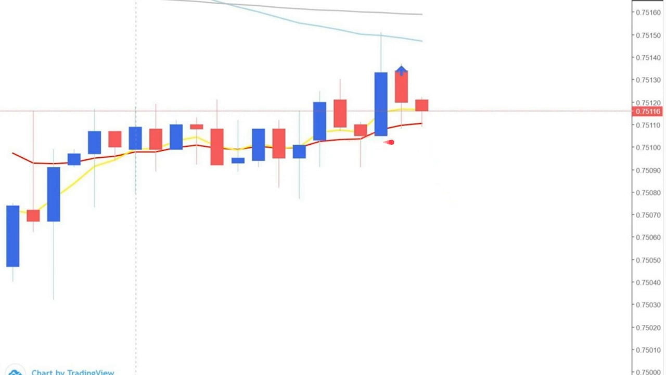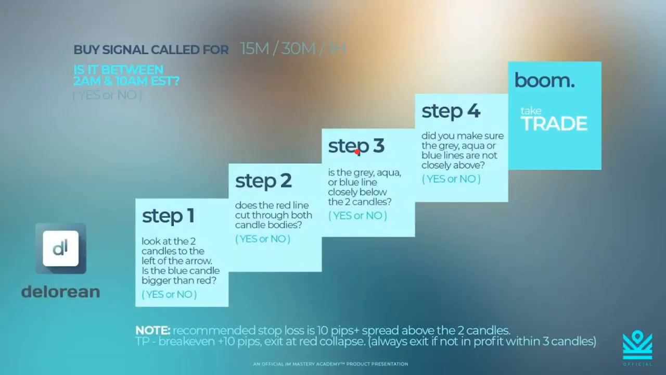Again, we are only paying attention to these 2 candles right here. The blue candle is obviously much bigger than the red, which would mean we get a yes. So we move on now and we read step 2.